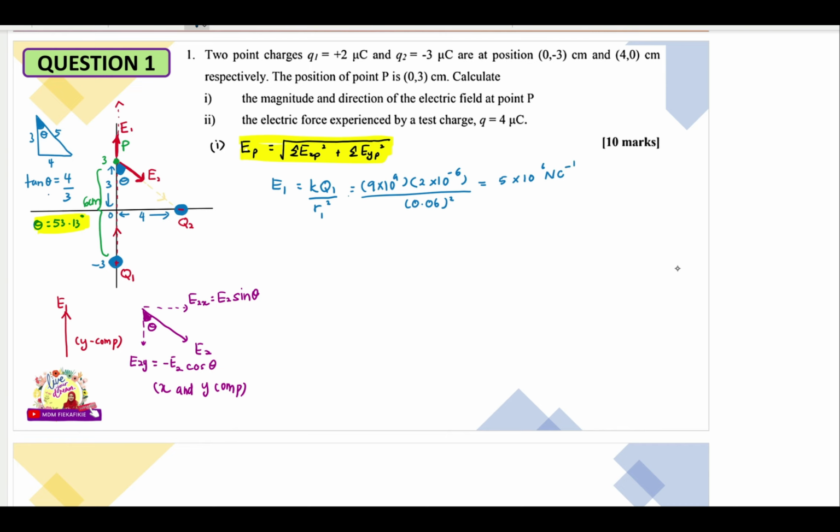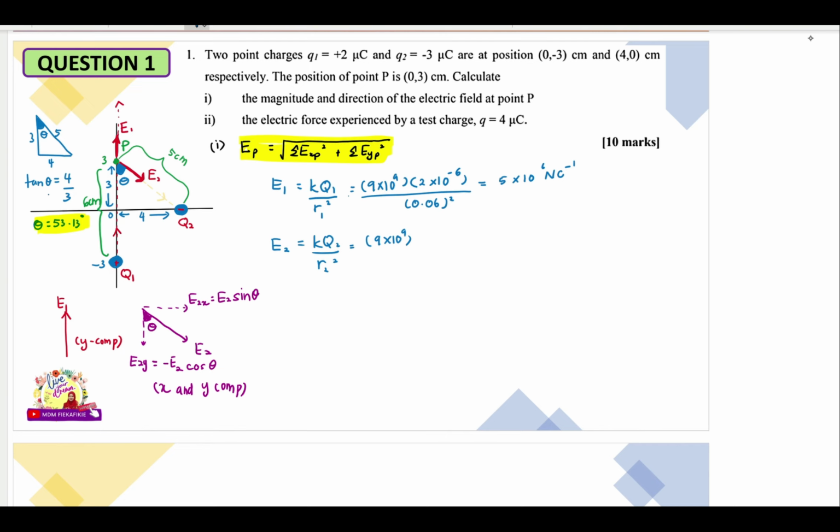Alright, and then I will straightly calculate E2. Okay, so E2 KQ2 over R2 squared. So R2 is the distance from point P to charge 2. So this is the hypotenuse of this triangle. So kita dah tahu tadi 5 cm, is it? So it's from here, sini sampai sini. Sekejap saya betulkan. Okay, daripada sini sampai sini 5 cm. Okay, so it's equal to 9 exponent 9, and charge Q2 is negative 3 microcoulomb.